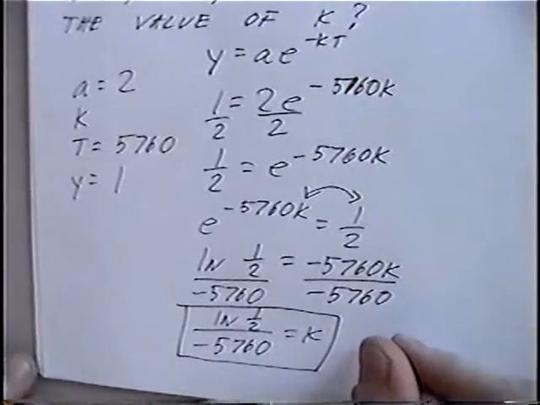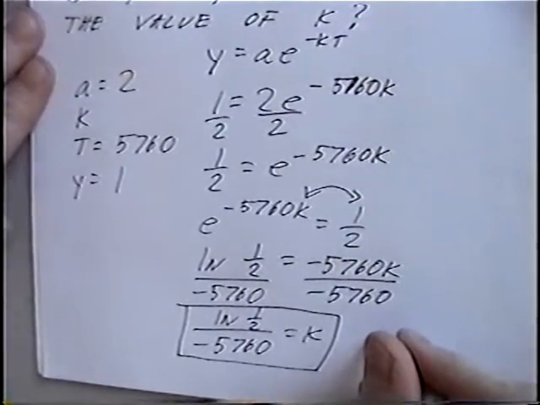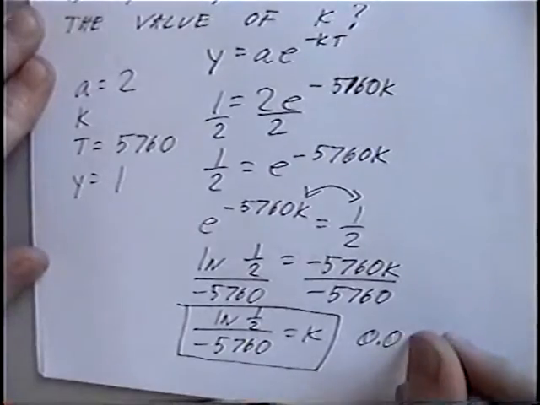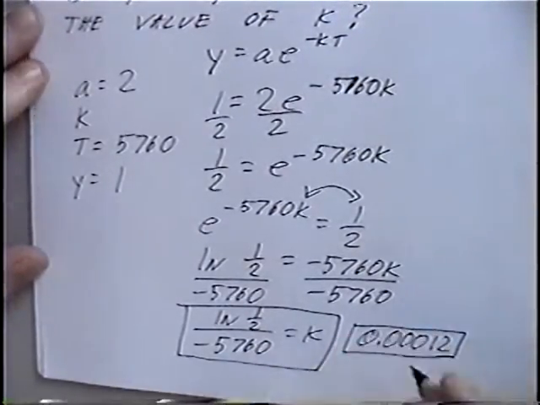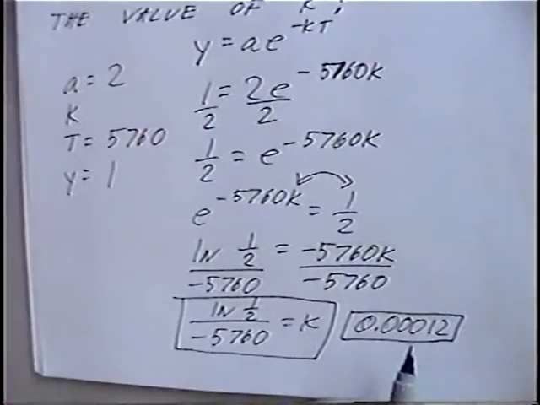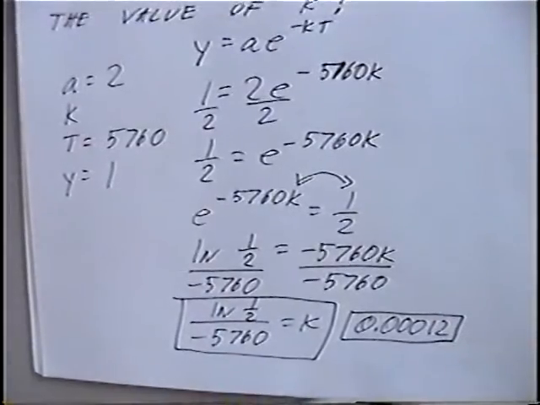Using a calculator, you can get a decimal for this. That decimal would be 0.00012. K again is just a constant. That constant would be the same for any problem dealing with the specific carbon-14 and half-life.